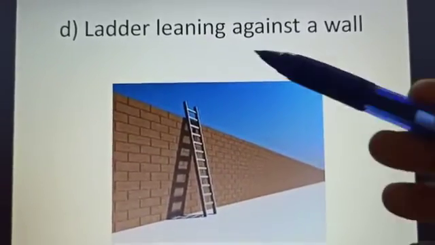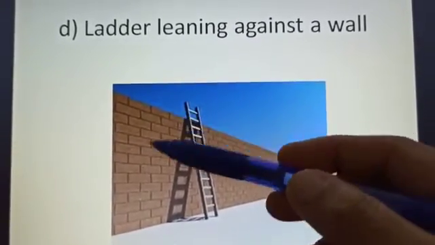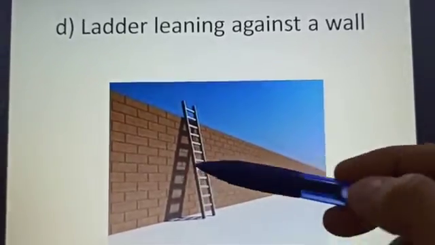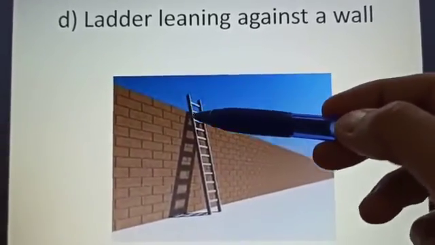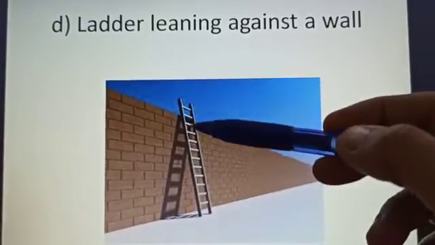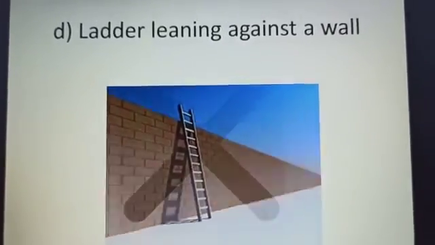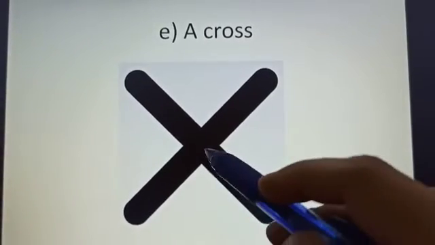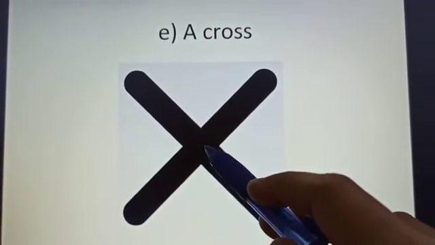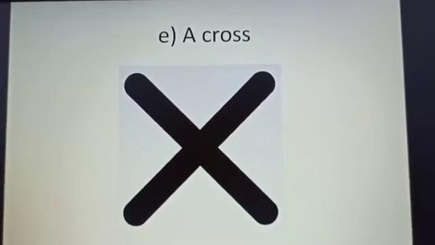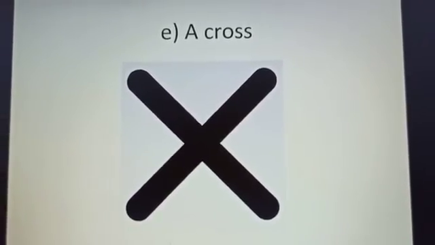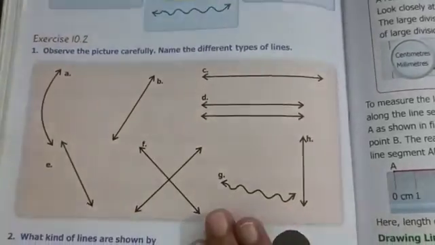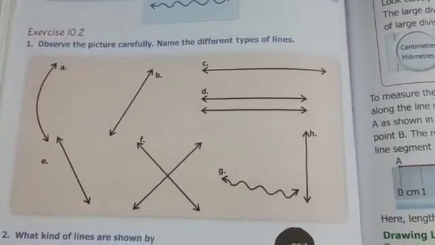Next, a ladder leaning against a wall. See, this is the wall and this is the ladder. It is leaning against a wall. So it is slanting, having some slant, slope. Next, a cross: one line, second line, and they are crossing each other at this point of intersection. So these are intersecting lines. Students, I will send you the image of this exercise. You have to do this exercise in your book only.